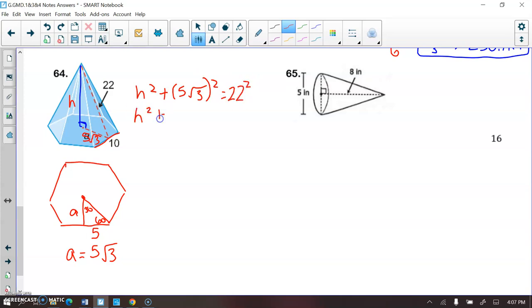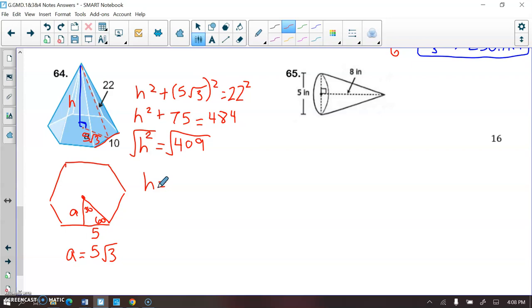So I have h squared plus, and 5 squared is 25, and root 3 squared is 3. So 25 times 3 is 75. And that equals 22 squared, which is 484. And so I have h squared is equal to, if I subtract 75 over, 409. So now I'm going to take the square root of both sides. And so I get h is equal to the square root of 409.